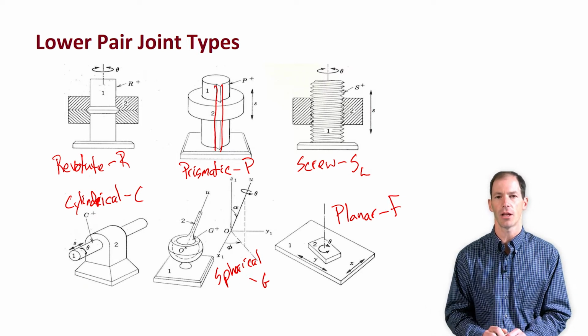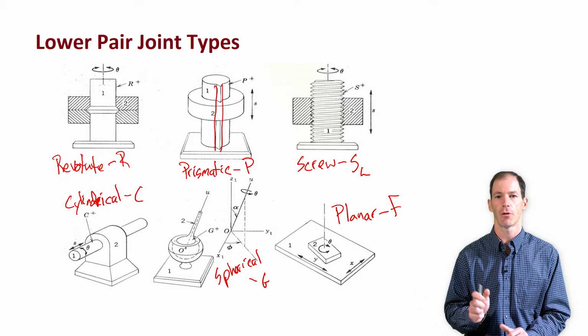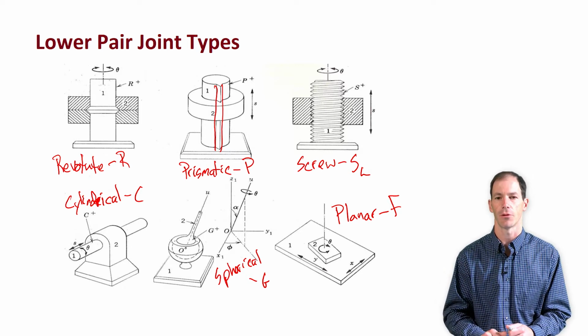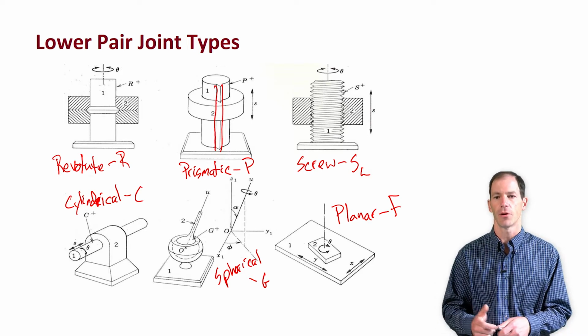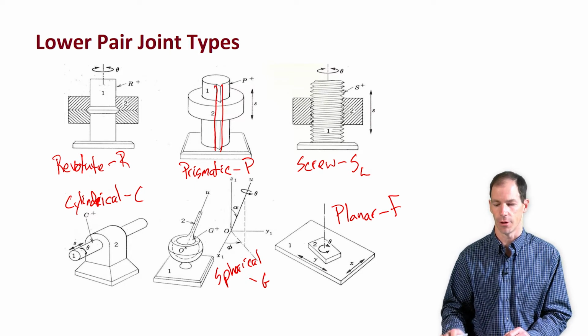So the cylindrical joint allows translation and rotation. The spherical joint allows 3 rotations, so we get rotation about the X, about the Y, and about the Z. So 3 rotations for the spherical. And the planar allows 2 translations and 1 rotation. So the spherical and the planar allow 3 degrees of freedom. The cylindrical allows 2 degrees of freedom.